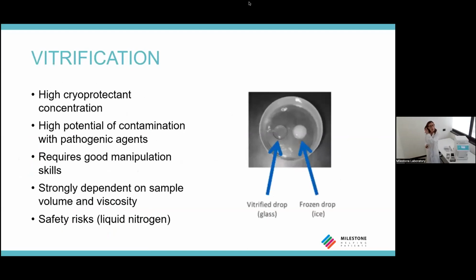Here we can see all the features of vitrification, but also its limits. For example, it is difficult to do because it requires good manipulation skills. It requires also high cryoprotectant concentration, and it has a high potential of contamination. In fact, the samples are directly in contact with the liquid nitrogen. Moreover, it is unsafe because of the use of liquid nitrogen, and it strongly depends on the volume of the sample. So it's not perfectly good for big amounts of cells or for tissues.